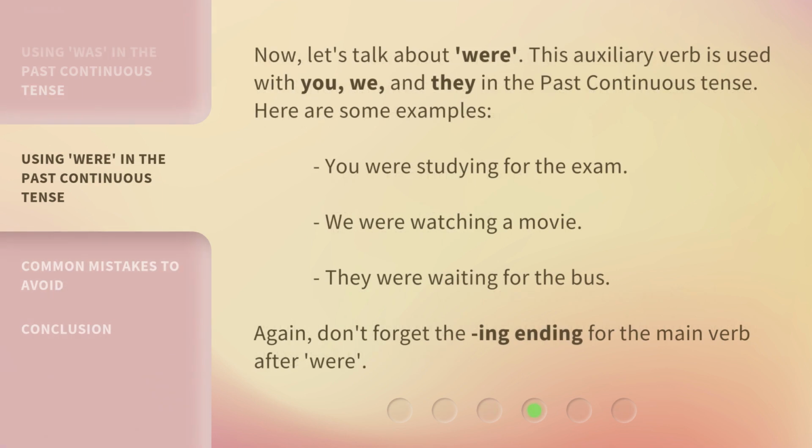Now, let's talk about were. This auxiliary verb is used with you, we, and they in the past continuous tense. Here are some examples. You were studying for the exam. We were watching a movie. They were waiting for the bus. Again, don't forget the ing ending for the main verb after were.